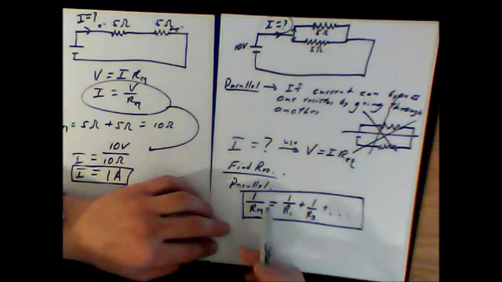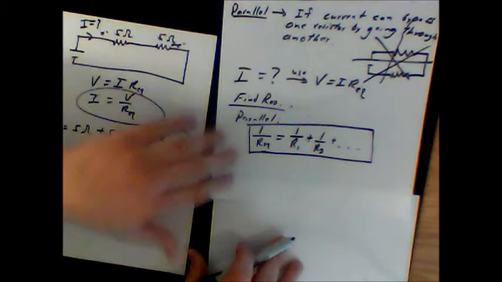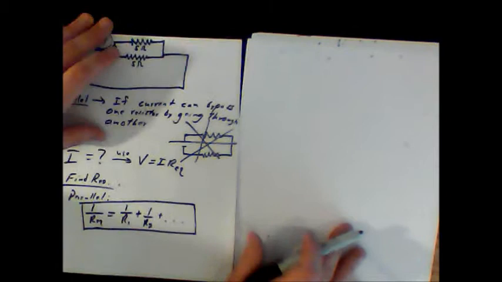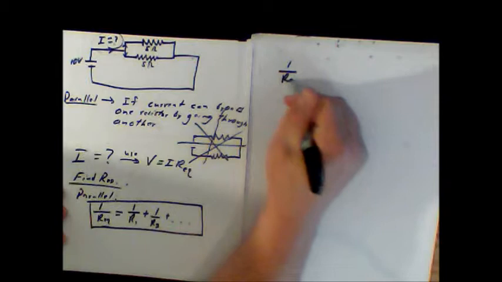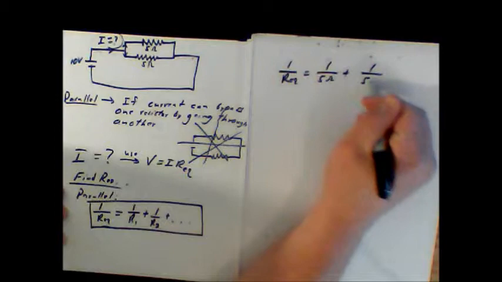Okay, so let's try to find the equivalent resistance in this particular circuit. So in the circuit we had, we're looking at two 5-ohm resistors. Okay, so we want to find the equivalent resistance. Our equation says 1 over Req is equal to 1 over 5 ohms plus 1 over 5 ohms. Okay, do not be the person who says 1 over 5 plus 1 over 5 gives me 1 over 10 and we're done. That is wrong. This is not equal to 1 over 10. Bad, very bad.